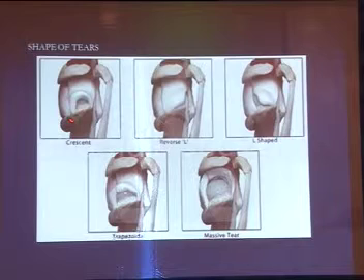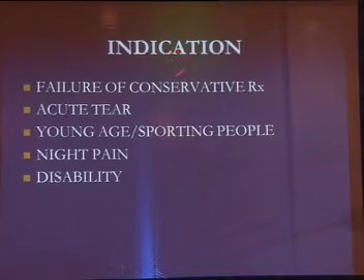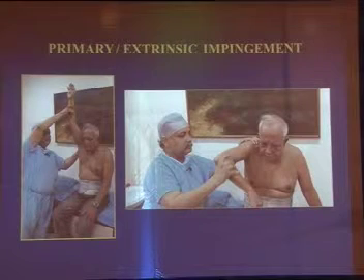So this sort of picture we get in all textbooks: it can be crescent shape, L or reverse L shape, or trapezoid, or the massive cuff, more than 2 tendons, or if it is retracted and more than 5 centimeters. Indications include failure of conservative treatment, because we don't embark on surgery for every cuff tear. If it is an acute big tear, in a young or sporting person, and the night pain is very severe and the patient has some disability, then only you go for surgery.